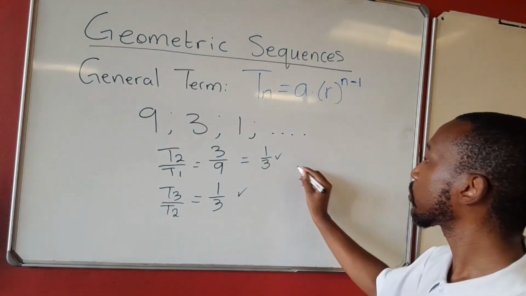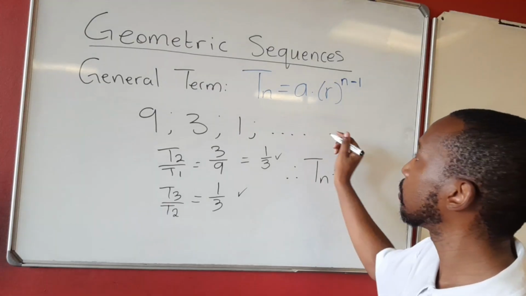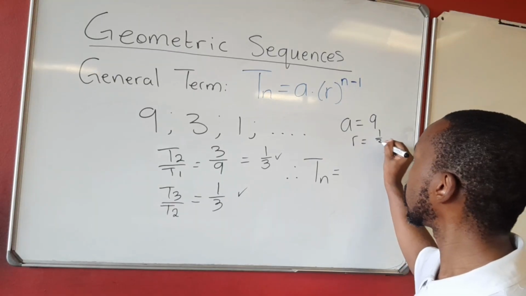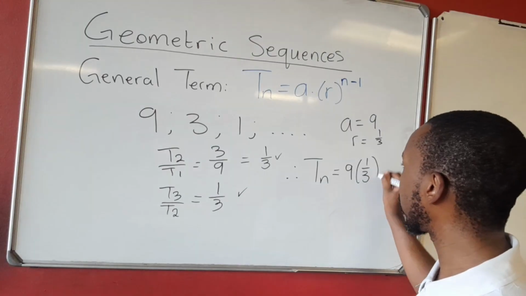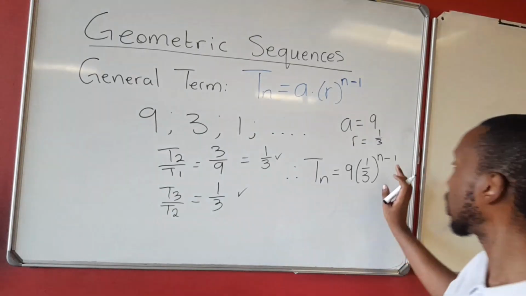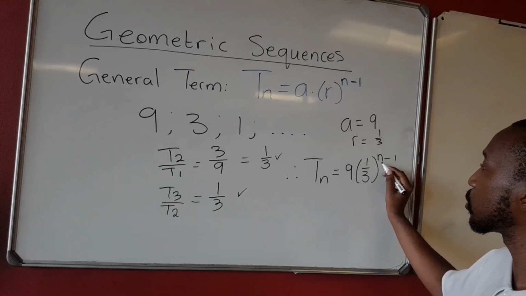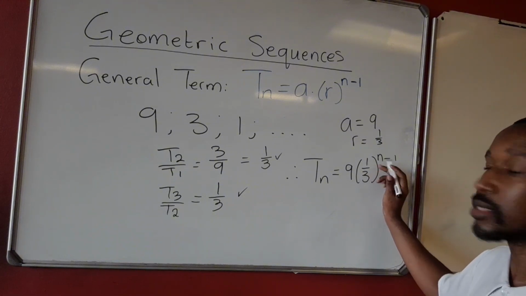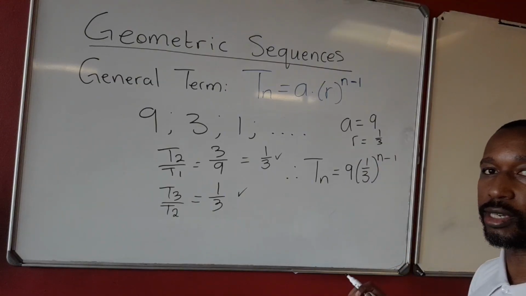So therefore, our general term for this one would be: the first term, our A, would be 9, our R is 1 over 3. So I would have here 9 times (1 over 3) in brackets to the power n minus 1. As I said previously, I do the brackets to ensure that you don't get confused by the n minus 1 as if it's just for the 1, if the brackets were not there. The exponent n minus 1 is for the entire ratio.